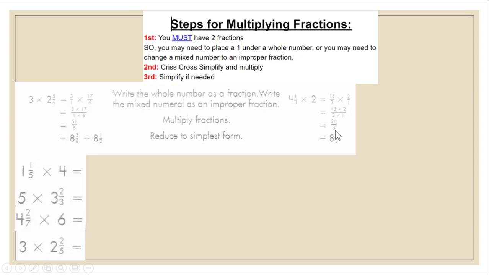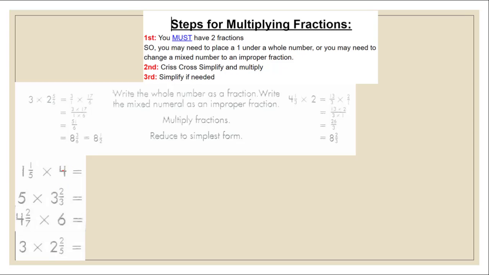That was improper. So they needed to change that to a mixed number. They divided 26 divided by 3. That gave them 8 wholes and 2 left over the 3. So now let's do our first problem. We have a mixed number of 1 and 1/5 times 4 wholes.